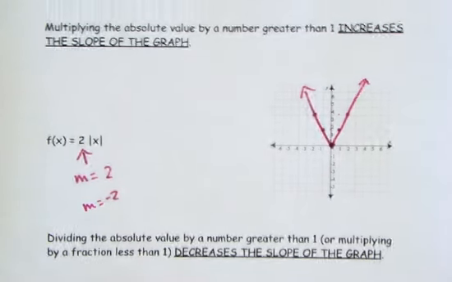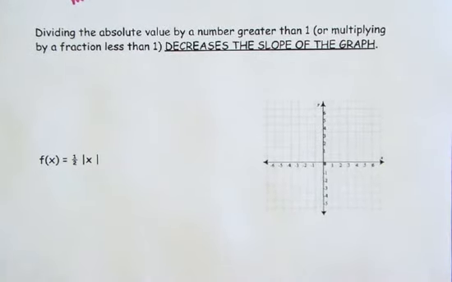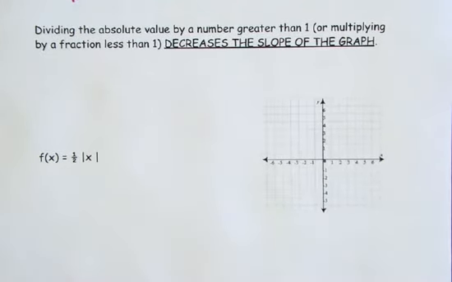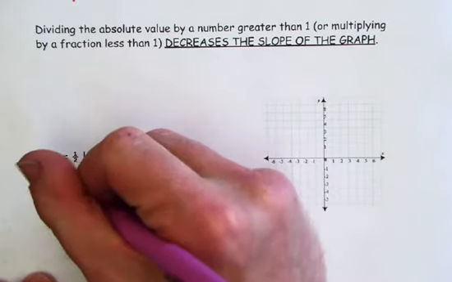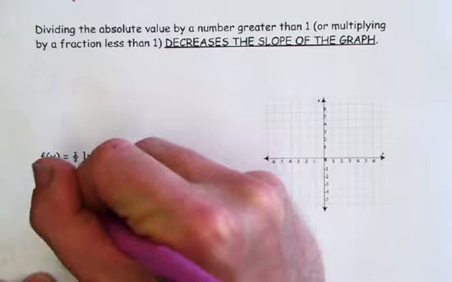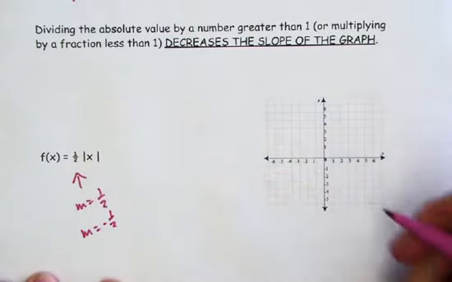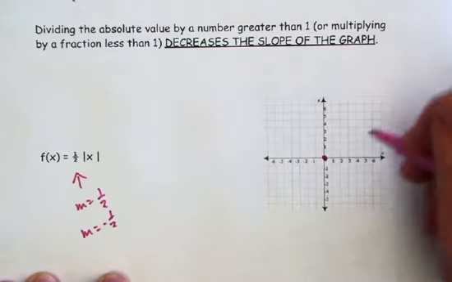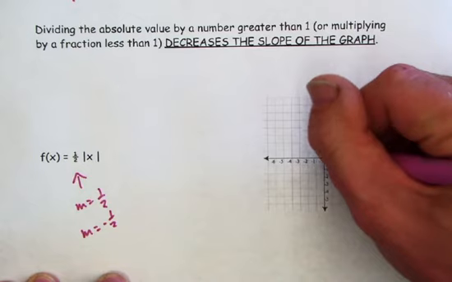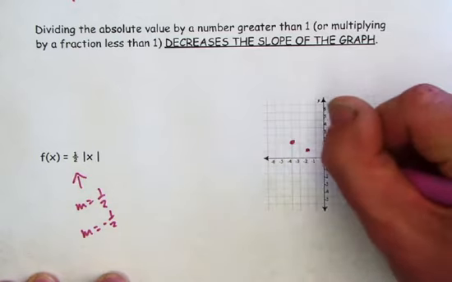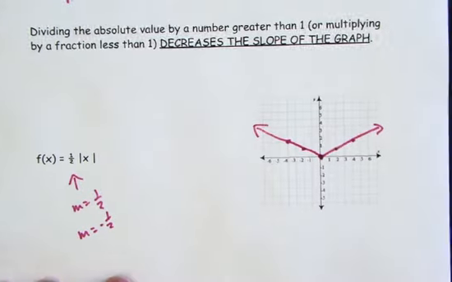Okay? If we divide, we get the opposite effect. So dividing the absolute value by a number greater than 1, which is the same as multiplying by a fraction less than 1, decreases the slope of the graph. So now our slope is going to be 1/2 and negative 1/2. Okay? So we still have 0, 0, but now we're going to go up 1 over 2. Up 1 over 2. This is going to make our graph wider. Our v gets thicker, our angle becomes more obtuse.